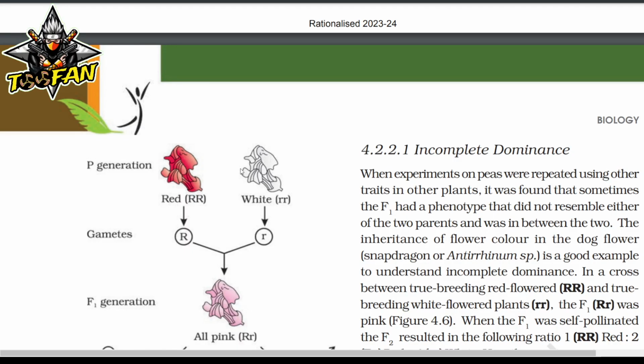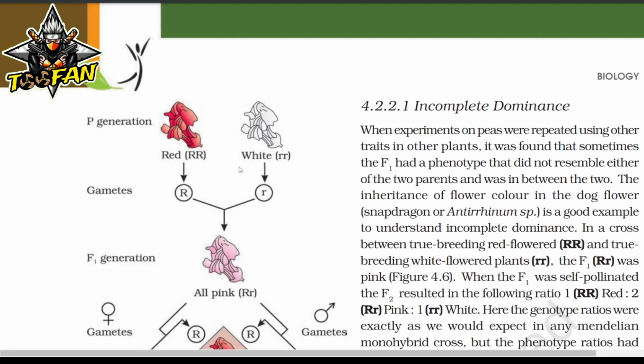Incomplete dominance. When the experiment was repeated using other traits in other plants, it was found that the F1 had a phenotype that did not resemble either of the parents and was in between the two. The inheritance of flower color in the dog flower, snapdragon, is a good example to understand incomplete dominance. In a cross between true-breeding red flower and true-breeding white flower, the F1 was pink. When the F1 was self-pollinated, the F2 resulted in the ratio 1:2:1.